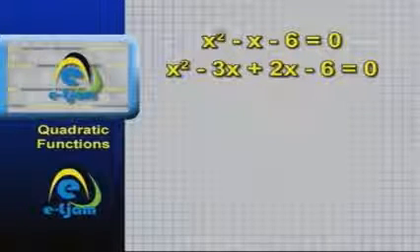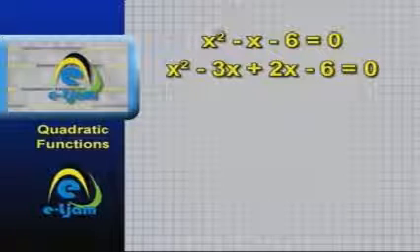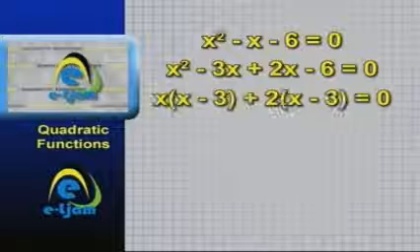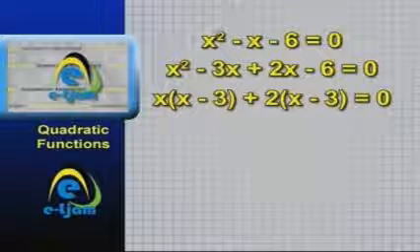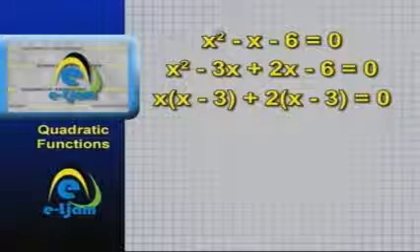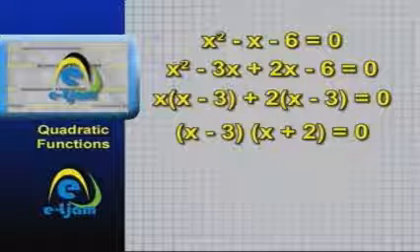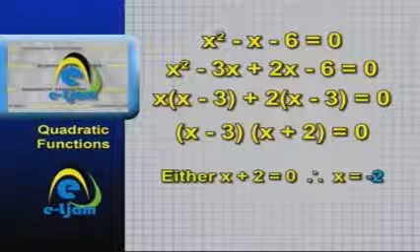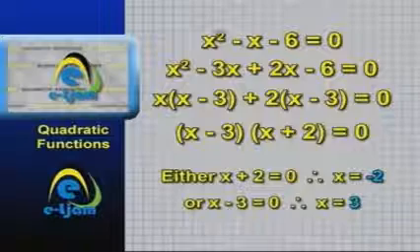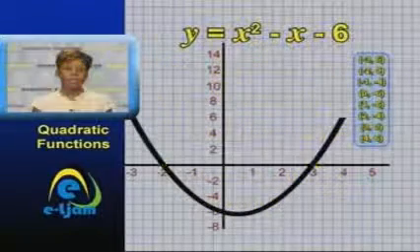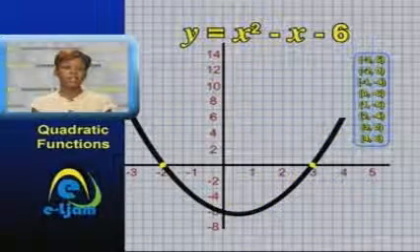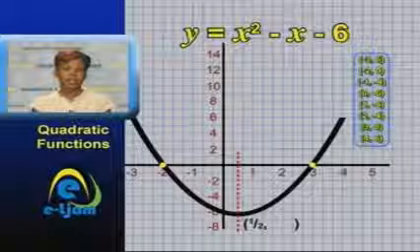We replace the middle term x with these two terms to give us x squared minus 3x plus 2x minus 6 equals 0. Next, we group the terms in twos and factorize each group to give x minus 3 times x plus 2 equals 0. So our solutions for x are 3 and negative 2. These points are the points of intersection of the curve and the x-axis.